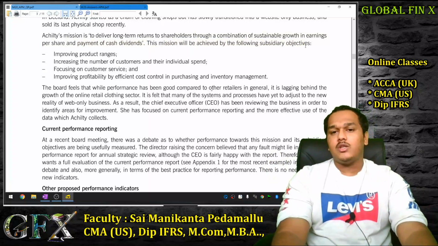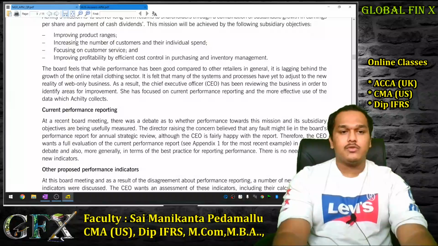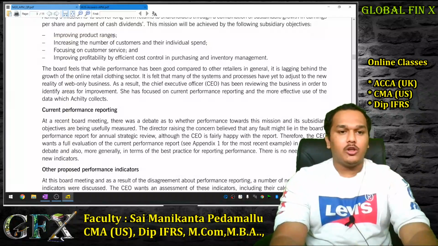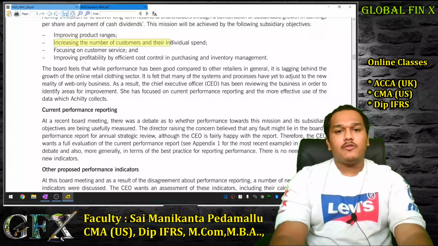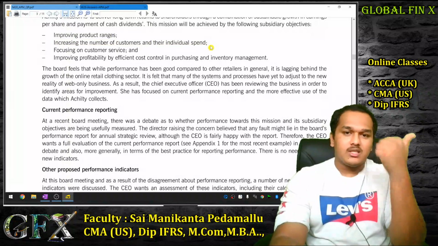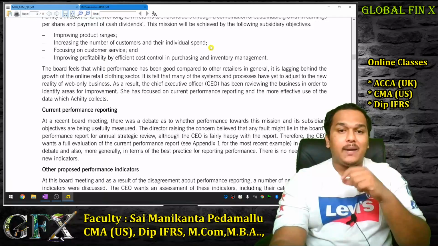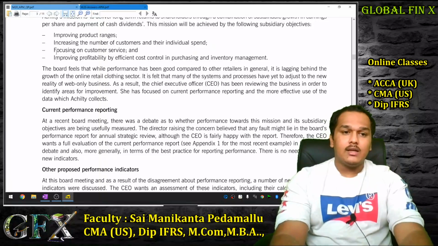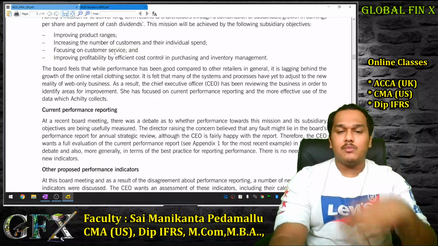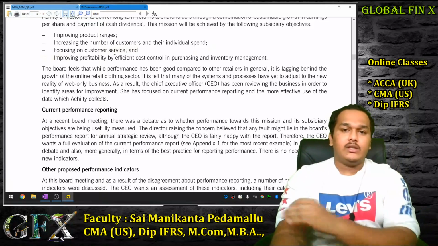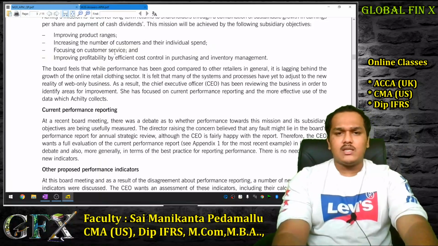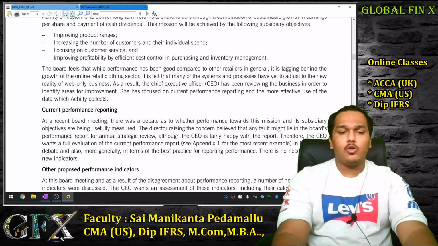This mission will be achieved by following subsidiary objectives. So these are the business objectives of the business. Product range should be improved. That means research and development, new products should be launched. Increasing the number of customers and their individual spend. Number of customers should increase, and the amount spent by each customer should also increase. Focus on customer service. That means very quick delivery, returns, all that stuff, customer service should be focused upon.